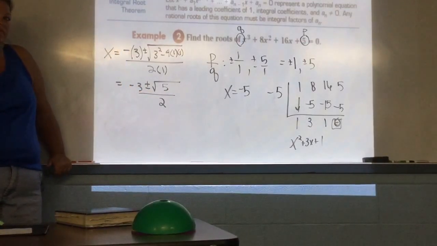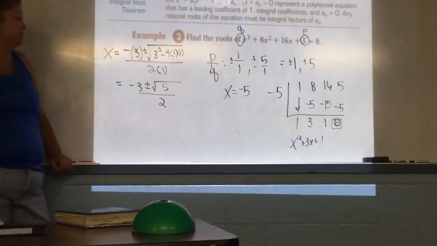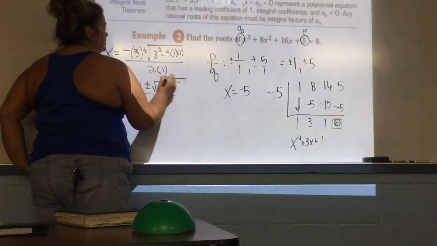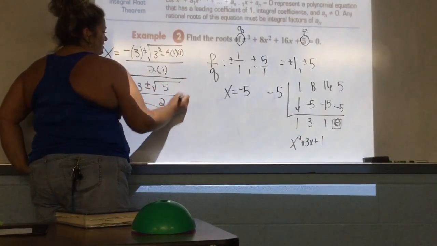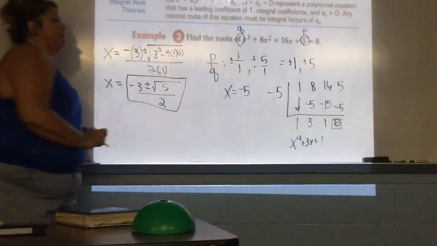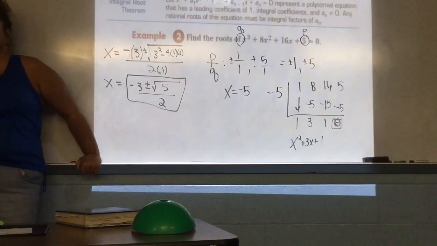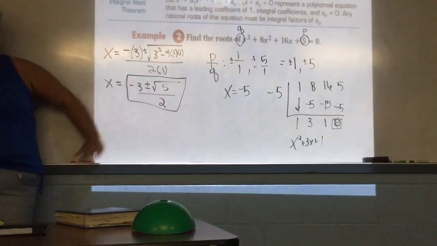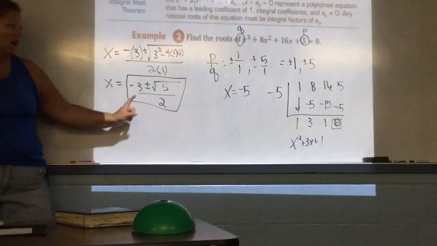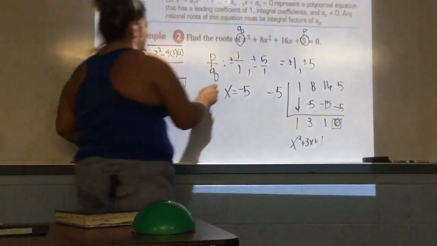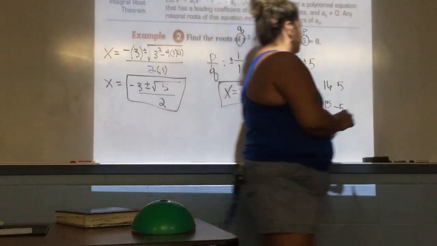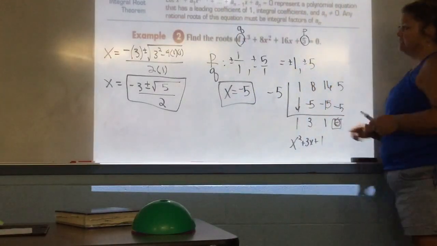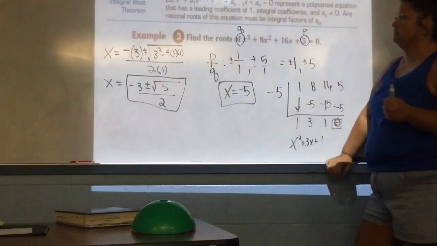Can I reduce that at all? No. Are these real or complex? They're real. If I had a negative under here and I had to pull an i out, then they would become complex. But as of right now, how many real roots does this thing have? 3. Because it has to add up to our leading coefficient. Good. Okay.